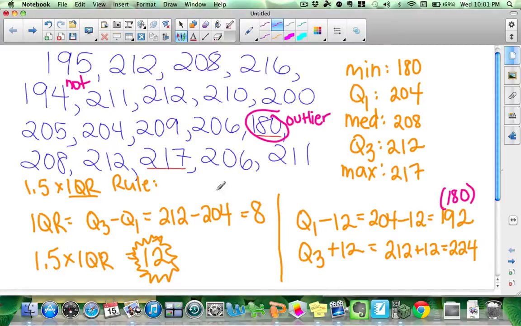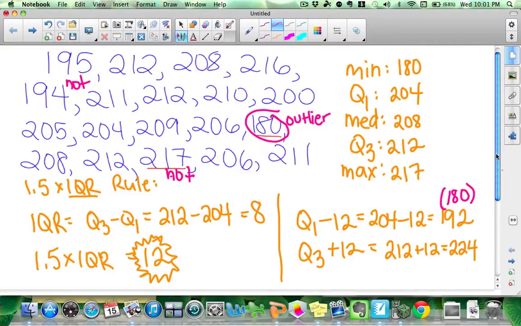224, let's look at our maximum. It was 217. 217 is within this range. So 217 is not an outlier. And if the maximum's not an outlier, then I don't have any other upper outliers because 217 is the biggest. So 180 is an outlier, but nothing else.